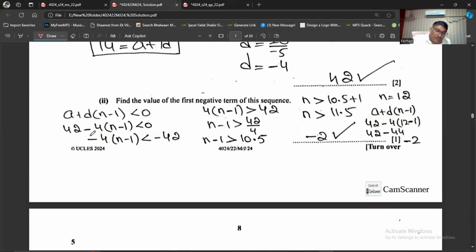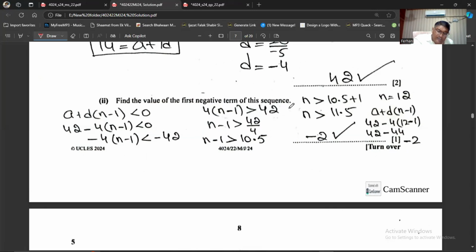So a is 42, d is minus 4. So you will have 42 minus 4 bracket n minus 1 bracket close less than 0. So minus 4 bracket n minus 1 bracket close less than minus 42. So when I will cancel minus on both the sides, I will have to multiply both the sides with the negative, but when I will do this, the inequality sign will flip. So now you will have 4 bracket n minus 1 bracket close is greater than 42.